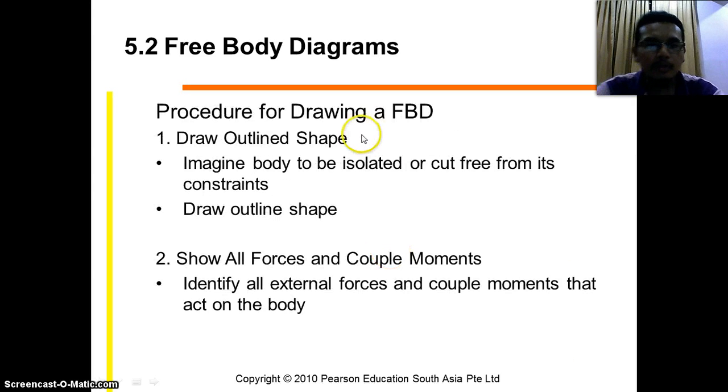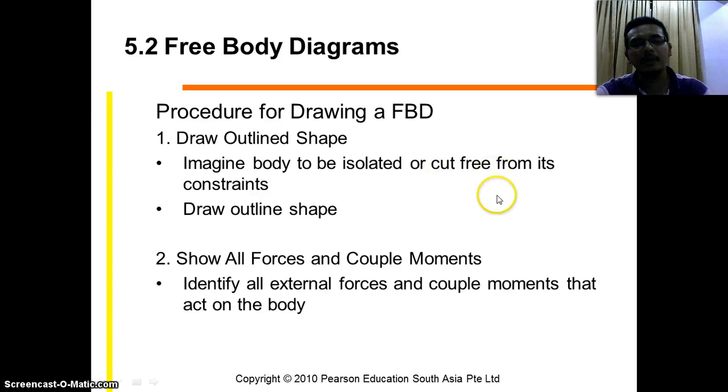Okay. So the procedure for drawing a free body diagram. In developing the appropriate free body diagram for our problem, we have some procedure. First one is to draw the outline shape. So we need to draw the outline shape of our problem. Imagine the body to be isolated or cut free from its constraints. So now we are focused on the body itself. We don't put any constraint or support reaction. So draw the outline shape, and also the XY plane.